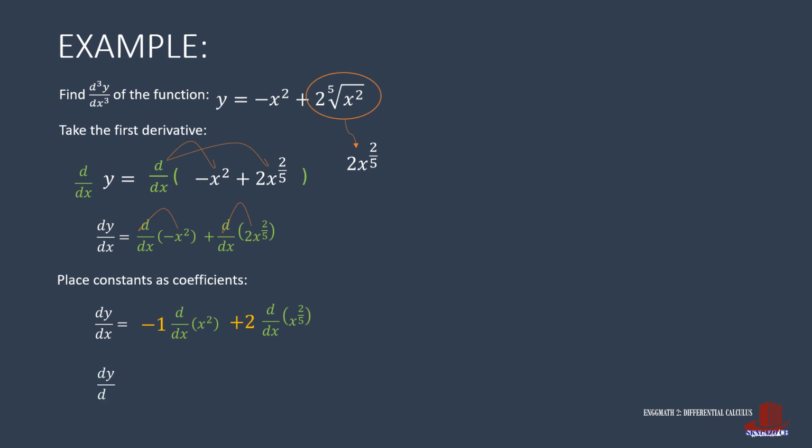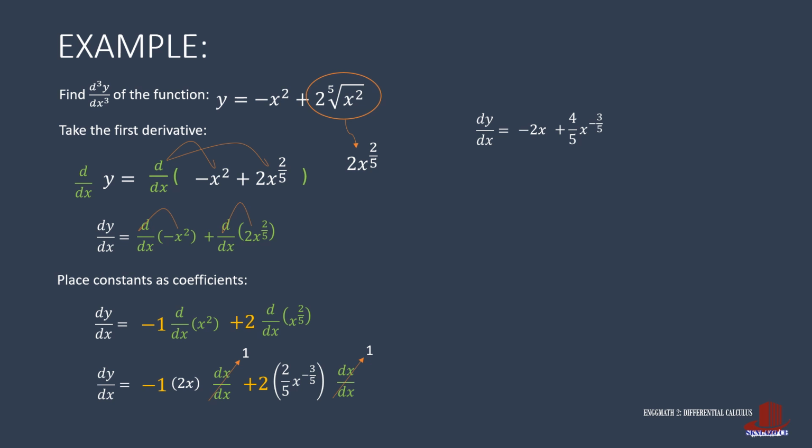Then we differentiate. dy over dx then becomes negative 1 with the derivative of x squared, which is 2x, and attach dx upon dx. The second term has the constant 2 times the derivative of x raised to 2/5, and that is 2/5 of x raised to negative 3/5. Then place dx over dx at the end. Simplify the whole thing at this point by cancelling out dx upon dx into 1. The first derivative is then taken as negative 2x plus 4/5 of x raised to negative 3/5.